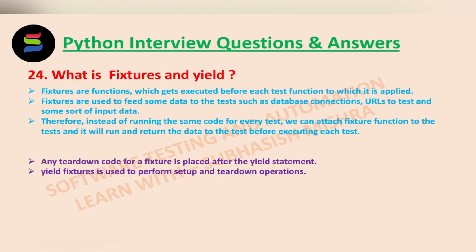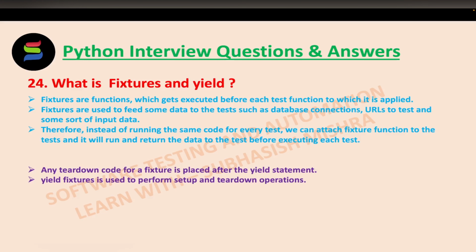Then what is yield? Any tear down code for a fixture is placed after the yield statement. Basically, yield fixtures are used to perform setup and tear down operations. Yield fixtures use the yield keyword to define the setup and tear down operations. So, I will show you an example, then you will be able to understand what exactly the fixture is, what exactly the yield is and how both of them are used. Okay. So, let us see the example.